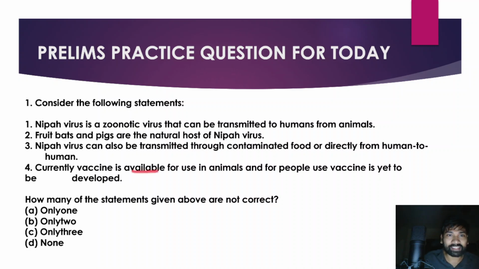Currently, a vaccine is available for use in animals. For people, a vaccine is yet to be developed. However, this statement is incorrect. Why is it incorrect? Because there is no medicine or vaccine available as of now for this Nipah virus, either for animals or for human beings.